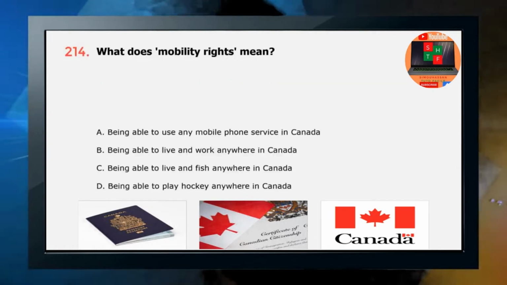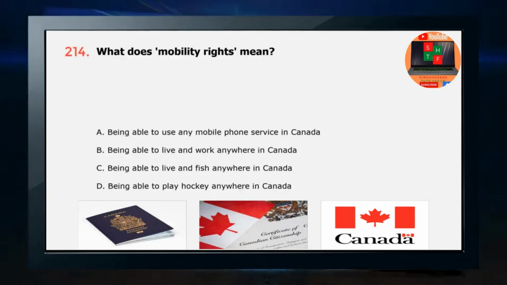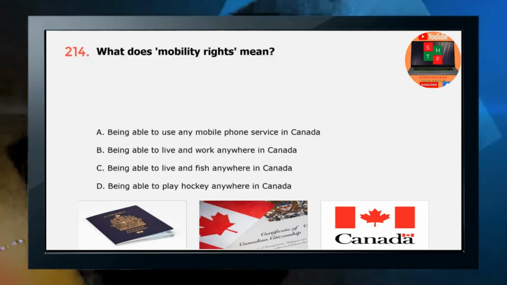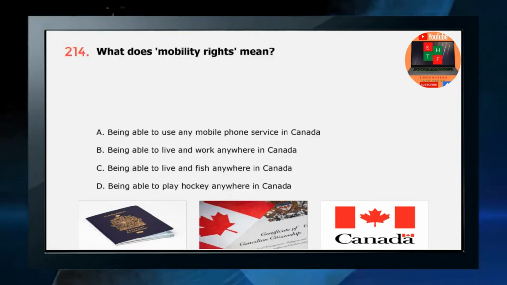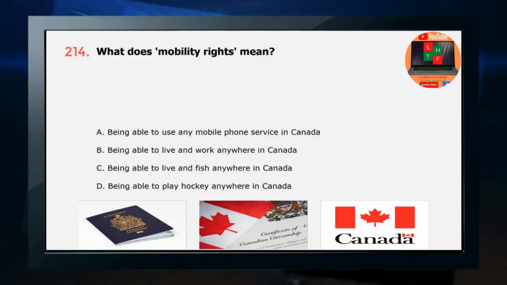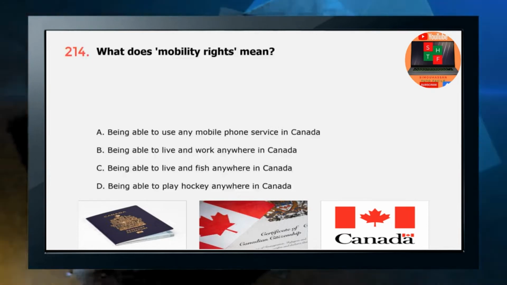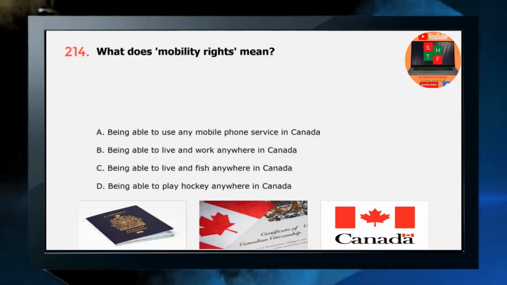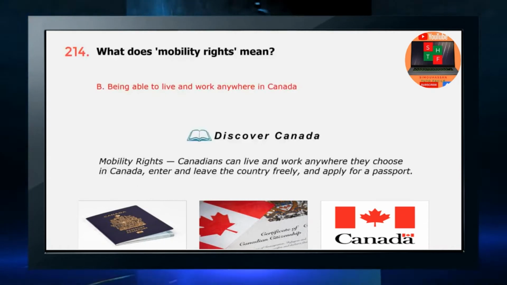Question 214. What does mobility rights mean? A. Being able to use any mobile phone service in Canada. B. Being able to live and work anywhere in Canada. C. Being able to live and fish anywhere in Canada. D. Being able to play hockey anywhere in Canada. The answer is B. Being able to live and work anywhere in Canada.